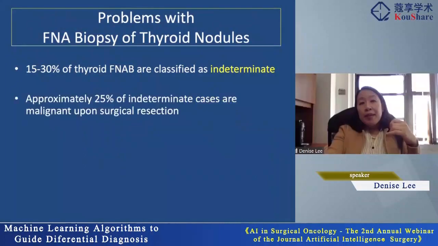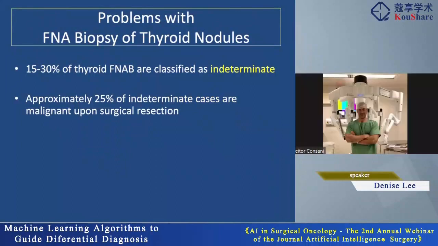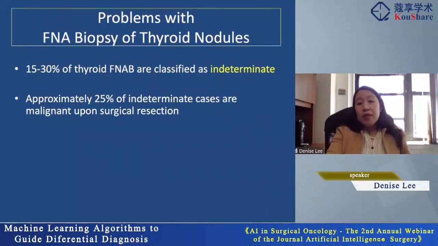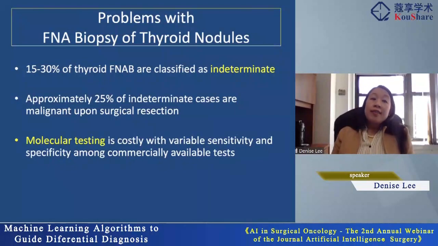So, because of that, we often have a lot of patients who go to the operating room after biopsies, and as it turns out, only about a quarter of them end up being malignant when we take them out. So we're doing a lot of operations, to be perfectly honest, on patients with benign disease. At least in the United States, we further risk stratify patients by doing molecular testing, oftentimes in patients who have indeterminate biopsies, but this can be rather costly with variable sensitivity and specificity amongst the commercially available tests.